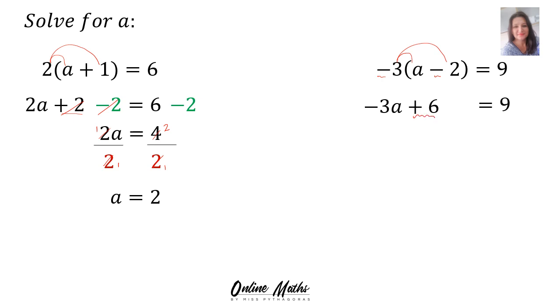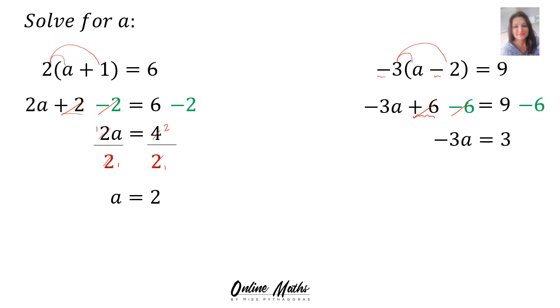Now we can get rid of the plus 6. The additive inverse for plus 6 is negative 6. So when I subtract 6 on the left hand side, I will also do it on the right hand side to balance my equation. Then plus 6 minus 6 is nothing, and on the left, I'm left with negative 3a. On the right hand side, 9 minus 6 is equal to 3.